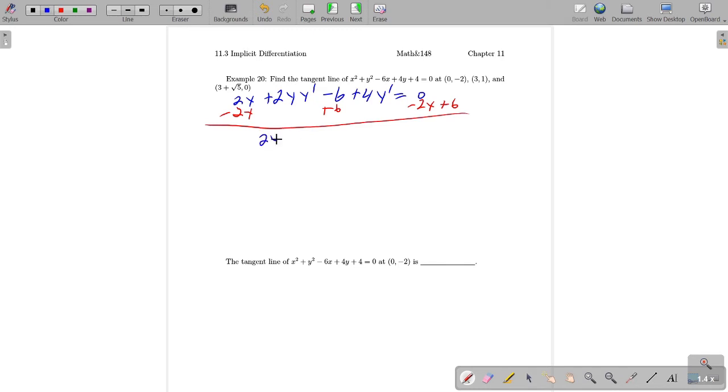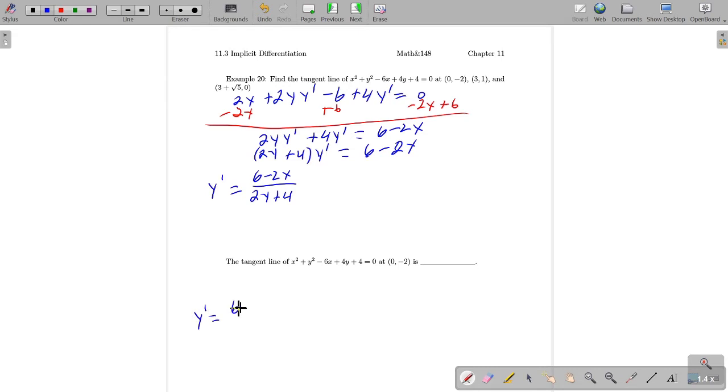So this would be 2y y prime plus 4y prime equals 6 minus 2x. (2y plus 4) y prime equals 6 minus 2x. So y prime is going to equal (6 minus 2x) over (2y plus 4). And I need to evaluate this at (0, negative 2).